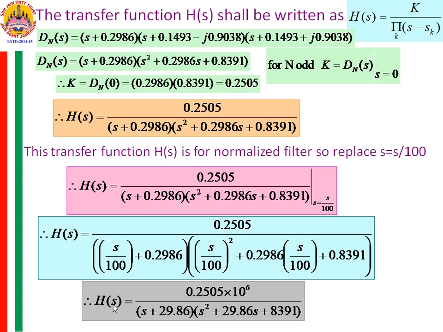So you will get H of S is equal to 0.2505 into 10 raised to 6 divided by S plus 29.86 into S square plus 29.86 S plus 8391. I hope you got this.